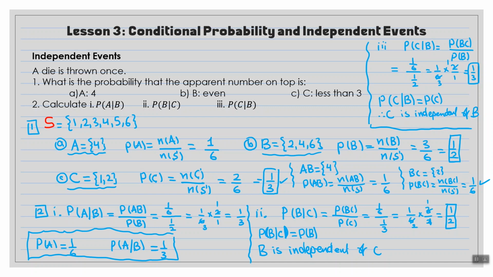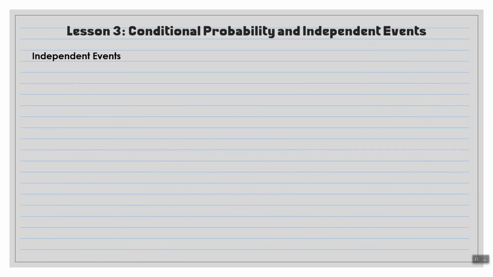Now, when two events are independent, there is something important that I want you to notice. Look, if A and B are independent, then what does that mean? It means that the probability of A given B will be the same as the probability of A. So the probability of A given B will not change. And the probability of B given A will be the same as the probability of B, right? This is what we have just discussed in the previous slide.